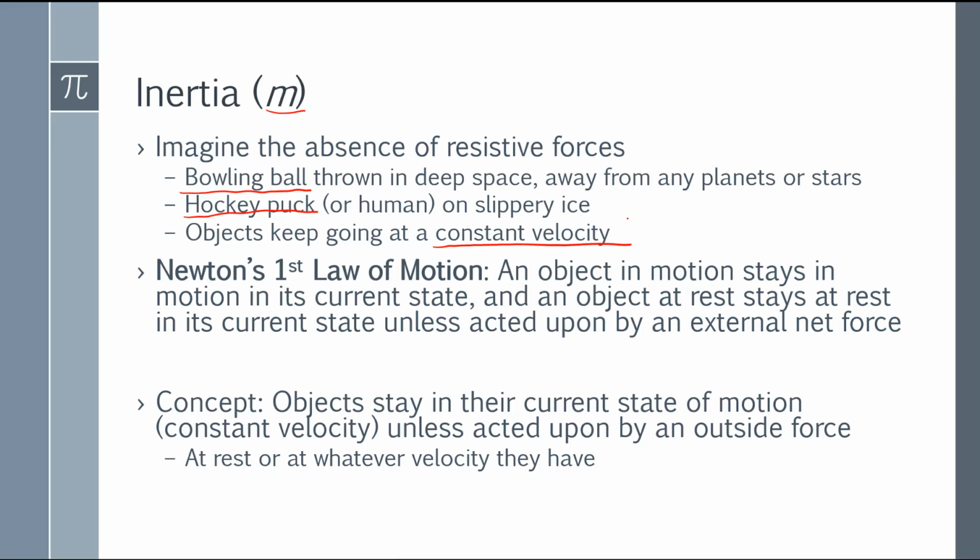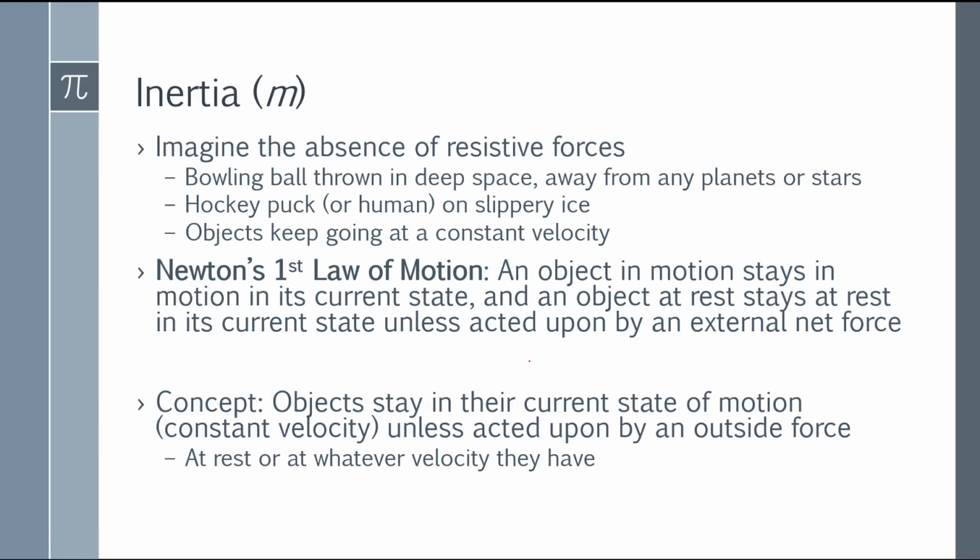And this is Newton's first law of motion. An object that is in motion stays in motion in its current state, and an object that is at rest stays at rest in its current state unless acted upon by an external net force. So if there's no net force, you stay at a constant velocity. Whether it's at rest or already moving, it will continue being at rest or already moving. The only reason objects slow down to a stop is because there's some net force to slow them down, whether it's friction or bumping into a wall or someone catching a ball.